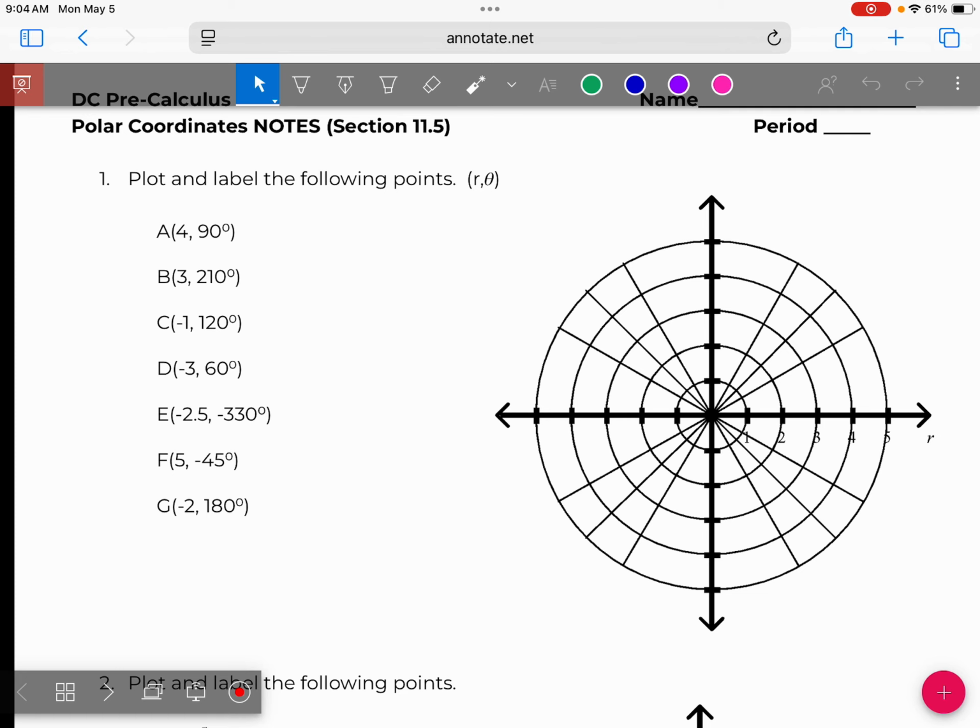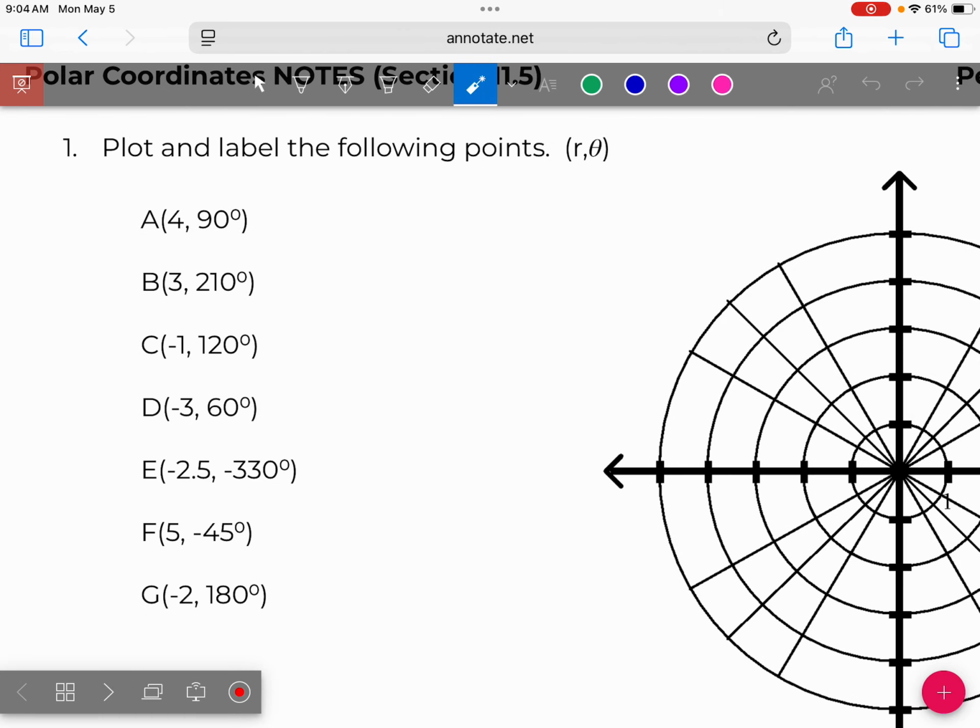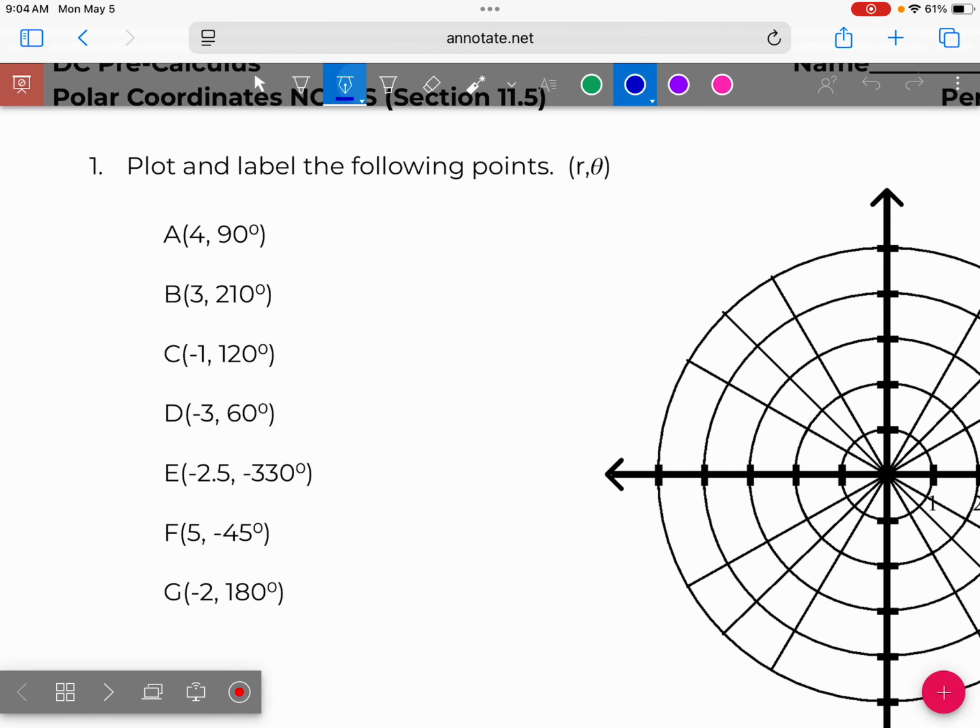So when we're looking at points, they're going to be given to us like this. It looks like an ordered pair where we have an x and a y, but it's not x and y. What we have is r, the radius, and theta, our angle. So the r is our radius, and the second piece is our angle from standard position.